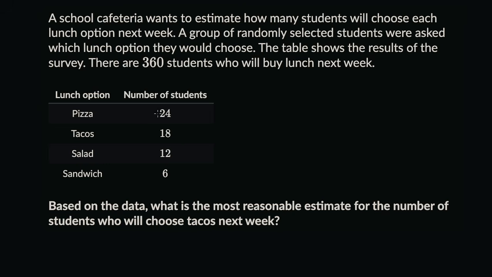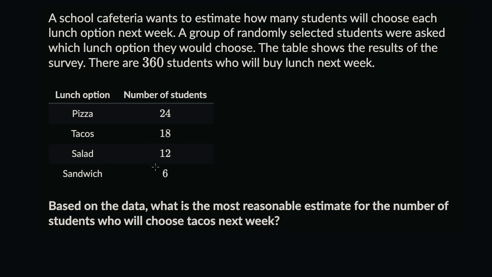All right, so here we have some students. Now we notice if you add up all of these students here, it does not add up to 360. So this is a sample of the population. And then based on that, we can look at the proportion that is electing for each of these options. And maybe we can apply that proportion to the population to come up with an estimate. So based on the data, what is the most reasonable estimate for the number of students who will choose tacos next week? So why don't you have a go at that?